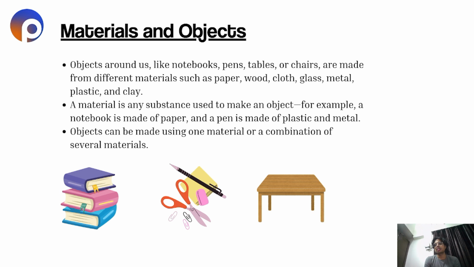Basically, it is the initial raw materials which are required to create a finalized product, such as a notebook and pen. The raw materials would be, for a notebook, paper, and for a pen, plastic and metal. Now, objects can be made using one material or a combination of several materials. For example, to make a pen, we are going to need plastic as well as metal. But to make a notebook, we are going to need paper or different types of materials like thread or glue, etc.